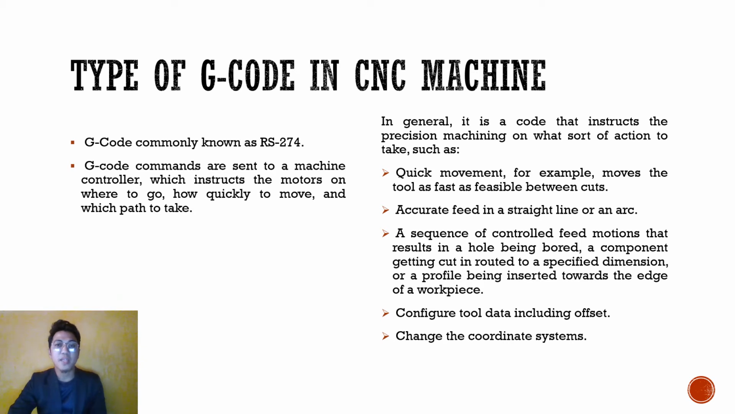Quick movement, for example, moves the tool as fast as feasible between cuts. Accurate feed in a straight line or an arc. A sequence of controlled feed motions that result in a hole being bored, a component getting cut to a specified dimension, or a profile being cut toward the edge of a workpiece. Configure tool data, including offset. Change the coordinate system.